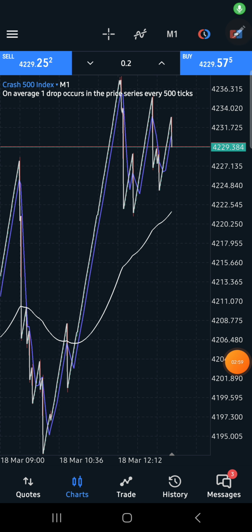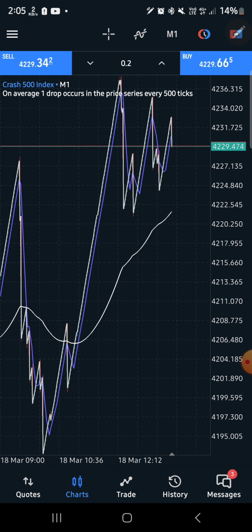Okay, so for crash, just the moment I was about to enter, this spiked a little bit, so we are just going to join so we don't miss any further spikes if it's going to start spiking. Just open 0.20 there, and let's see.